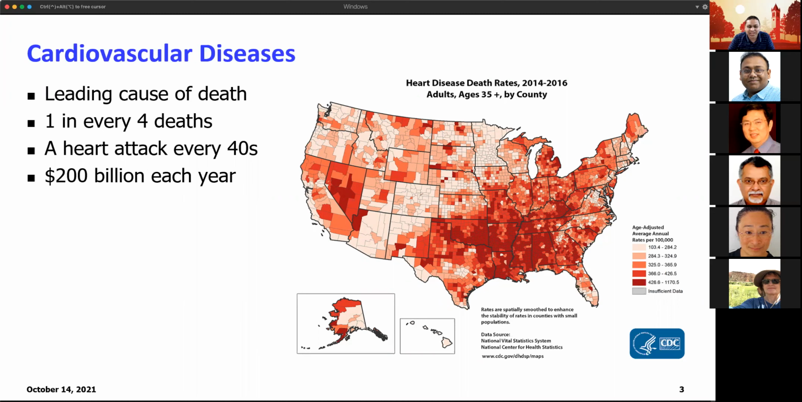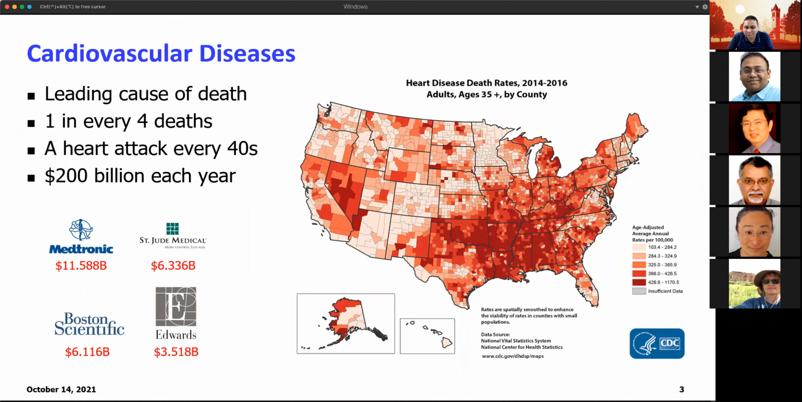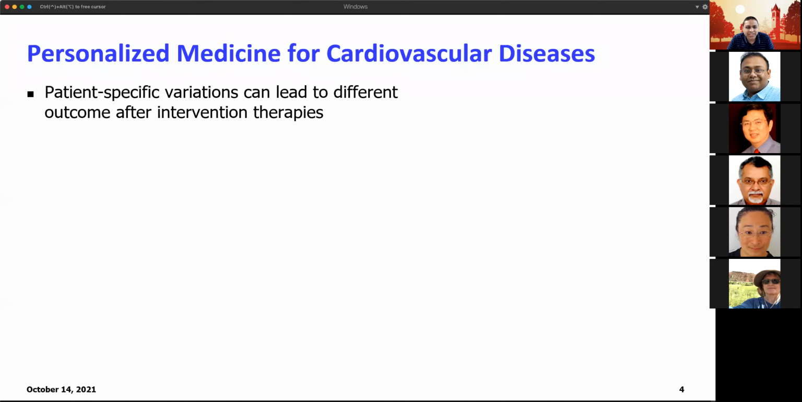Basically, there's been a lot of money spent on finding cures for cardiovascular diseases. And you can see the amount of money spent by different companies. These are the 4 big ones in the US, but then there are a lot more healthcare costs associated with cardiovascular diseases. So that gives you a very broad overview of why this study is important.